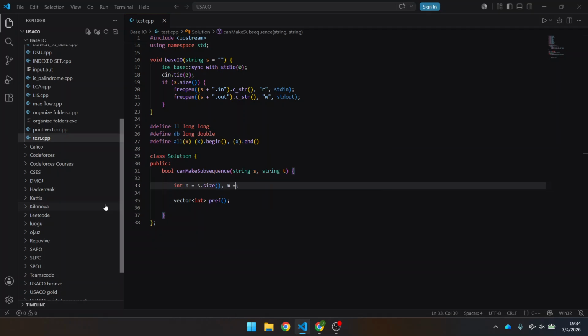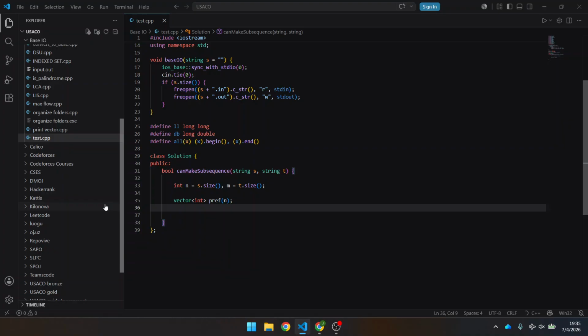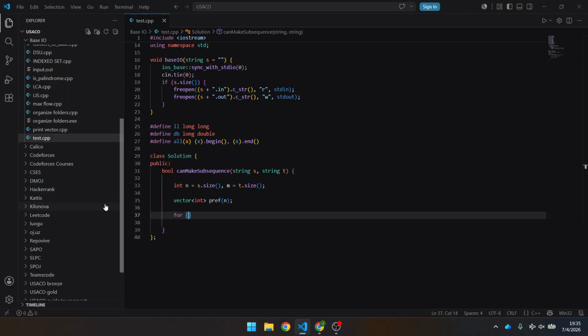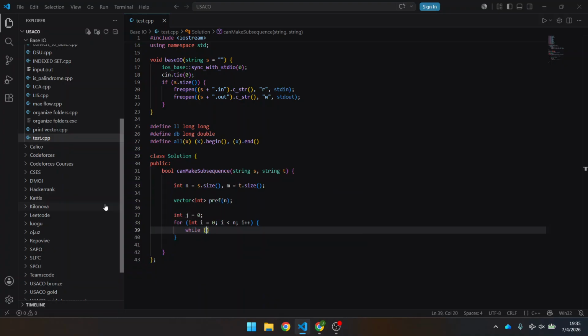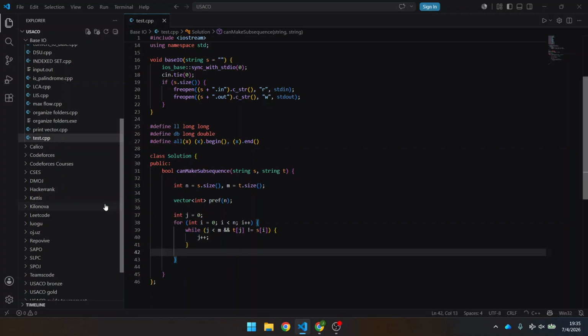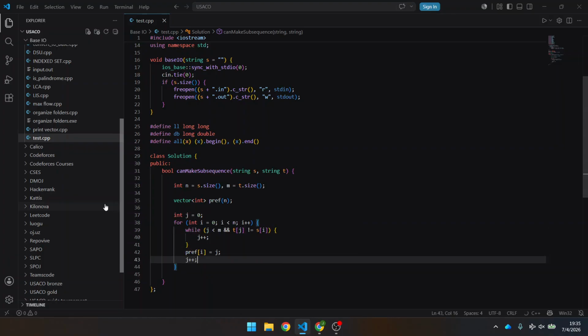Size, m is equal to t dot size, ref n. Int, for int i is 0, i less than n, i plus plus, int j is 0, while j is less than m and t[j] is not equal to s[i], j plus plus. pref[i] is equal to j. If it's m, it's just not possible. Okay, and then j plus plus.